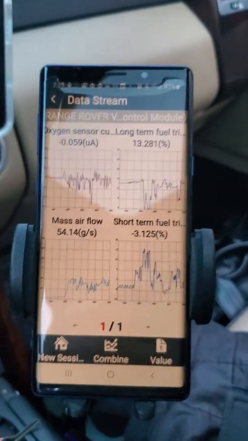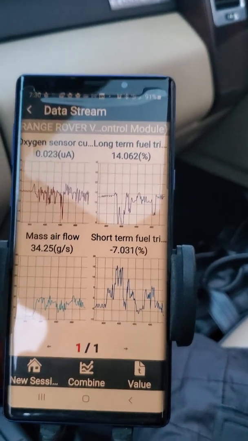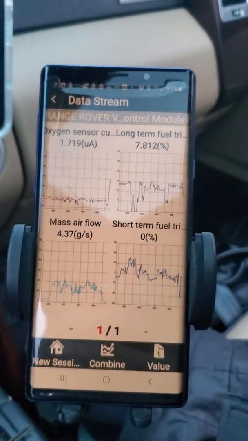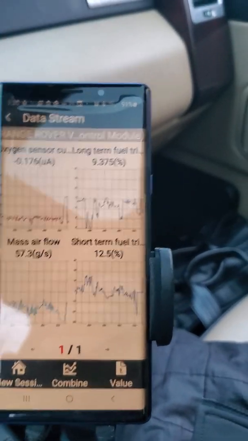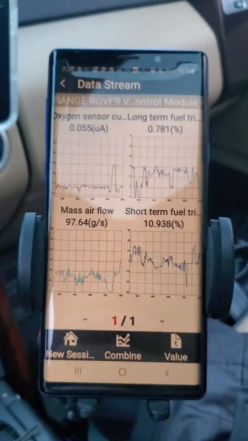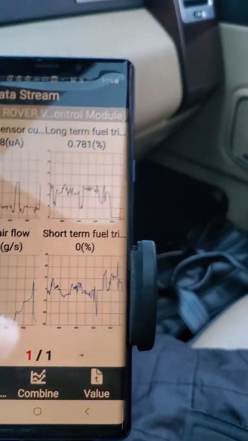Now got on the highway at 50 miles per hour, roughly 1800 RPMs. Now pressing the gas pedal, went up to 3000 RPMs, 4500, came back down.